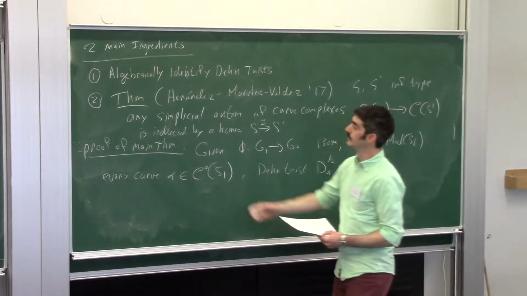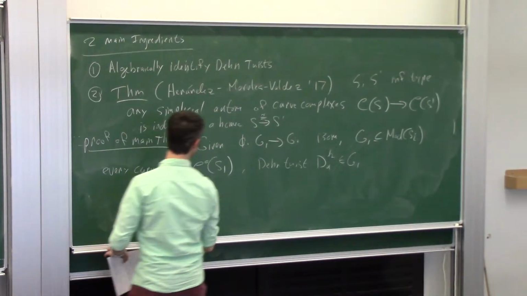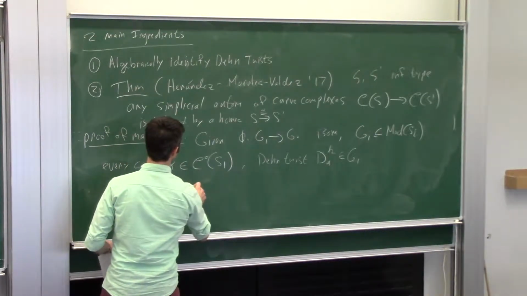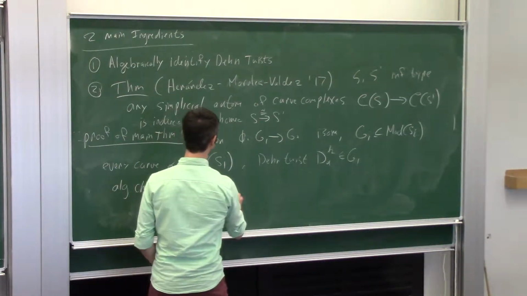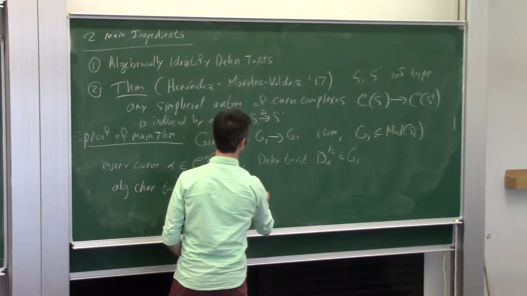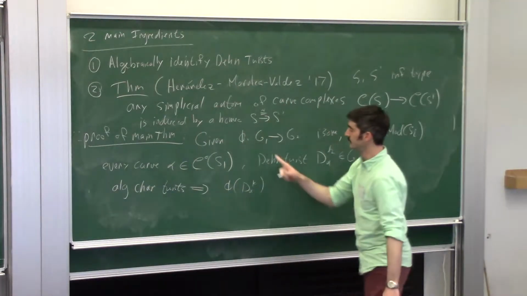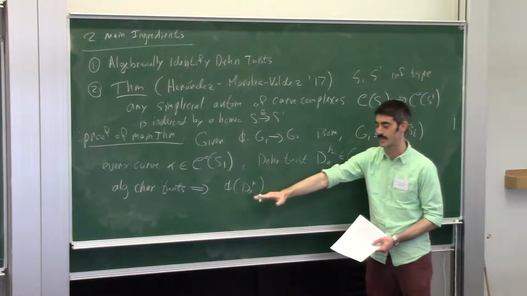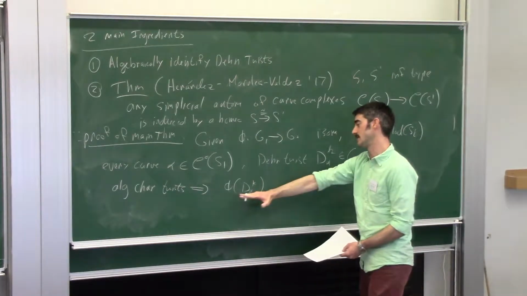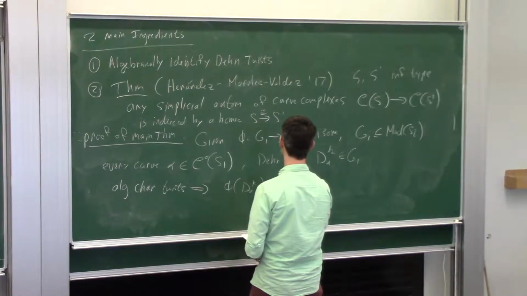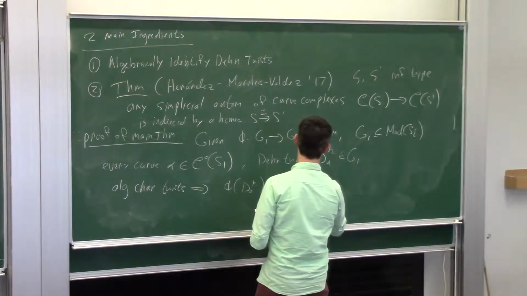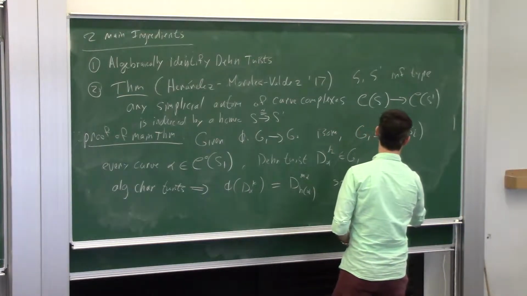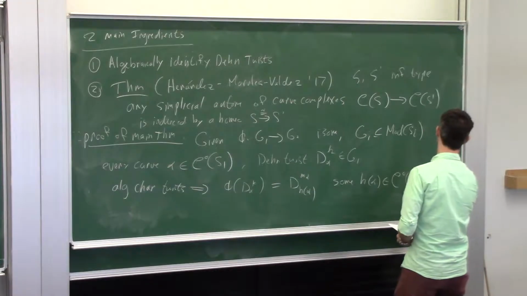Well, the fact that I can algebraically characterize Dehn twists says that if I take this curve and look at its Dehn twist, and I apply my isomorphism, that sends it to some element in the other mapping class group. Well, I can also characterize Dehn twists there, and this satisfies the same characterization because it's an algebraic isomorphism here. So this is also a Dehn twist. So this is a power of a Dehn twist for some curve, h of alpha, in the curve complex of the second surface.